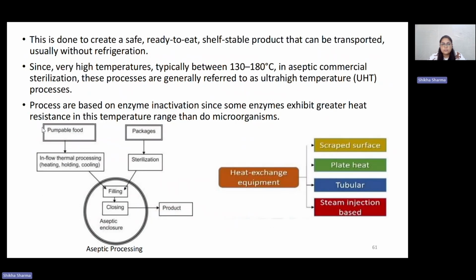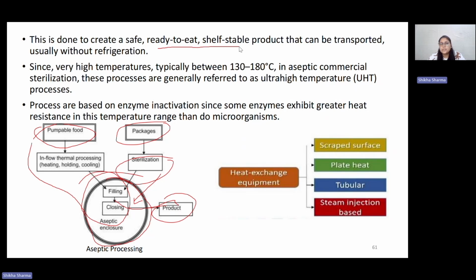So here the food is sterilized and comes in, and then the package is sterilized and comes into this aseptic, sterilized condition, and then the fill and product we can get. This is done to create a safe, ready to eat, shelf-stable product that can be transported usually without refrigeration. Since very high temperature is used, typically 130 to 180 degrees Celsius in aseptic commercial sterilization, these processes are generally referred to as UHT, ultra high temperature processes.